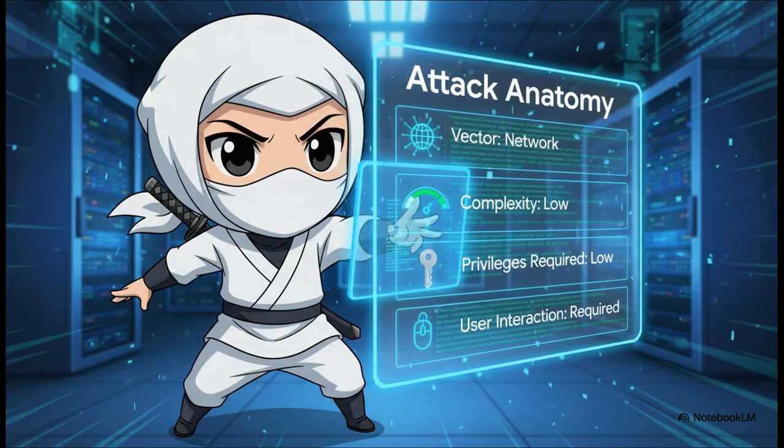Let's break down the attack anatomy. The vector is network, which means it's remotely exploitable. The complexity is low. An attacker does not need specialized skills. Privileges required are also low, meaning any authenticated user can launch this. The only thing slowing them down is that user interaction is required. A victim actually has to view the maliciously crafted test case title for the exploit to trigger.